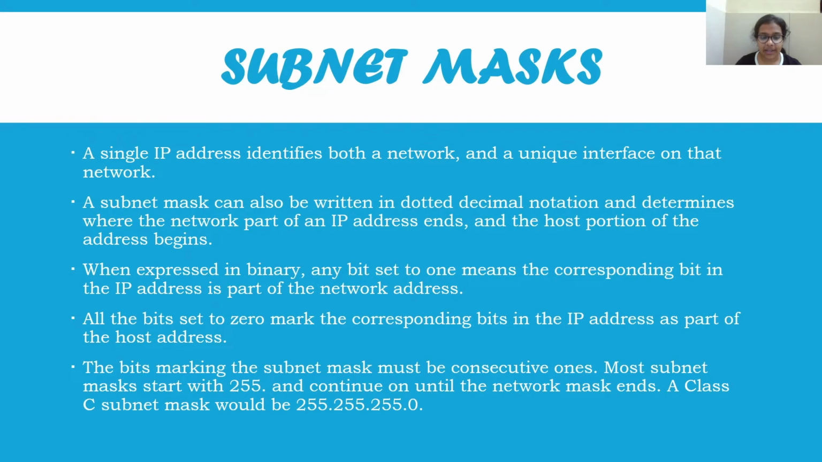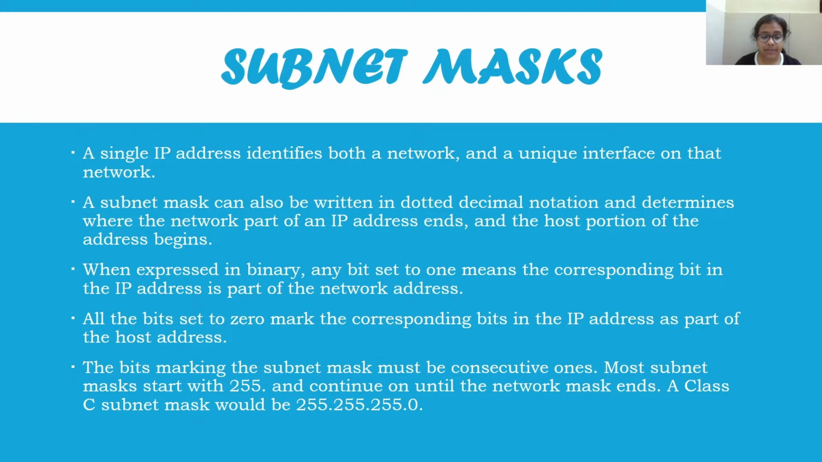A single IP address identifies both the network and the unique interface on the network. A subnet mask can also be written in dotted decimal notation and determines where the network part of an IP address ends and the host portion of the address begins. When expressed in binary, any bit set to 1 means the corresponding bit in the IP address is part of the network address. All the bits set to 0 mark the corresponding bits in the IP address as part of the host address.